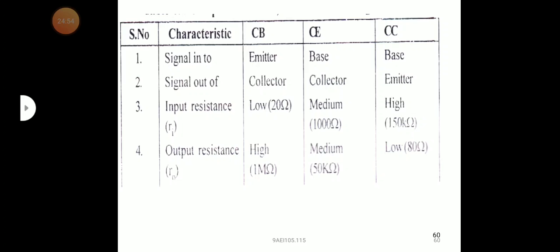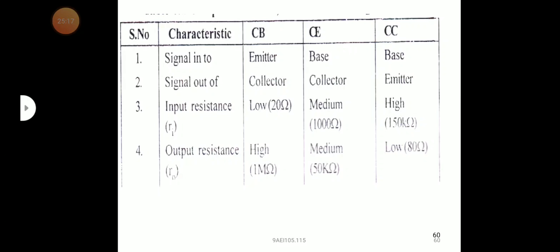In the common emitter also, the emitter is common and the base is there. The input is forward biased and the resistance is medium. In the common collector, input resistance is very high, so that's why it is used for impedance matching purposes.